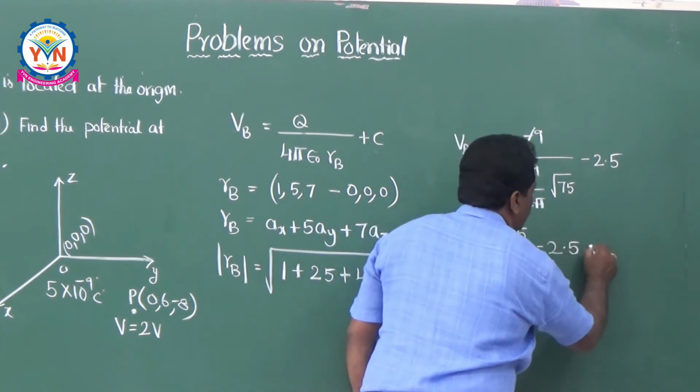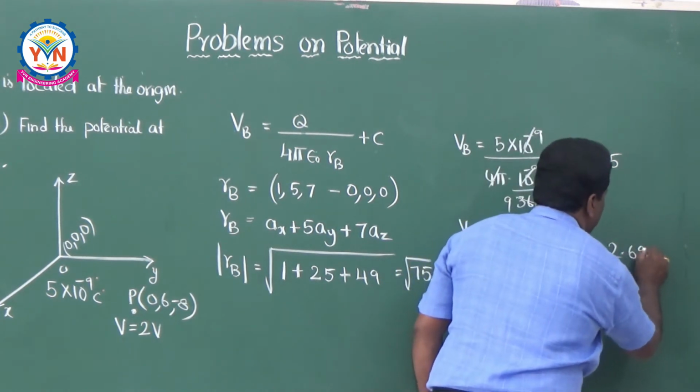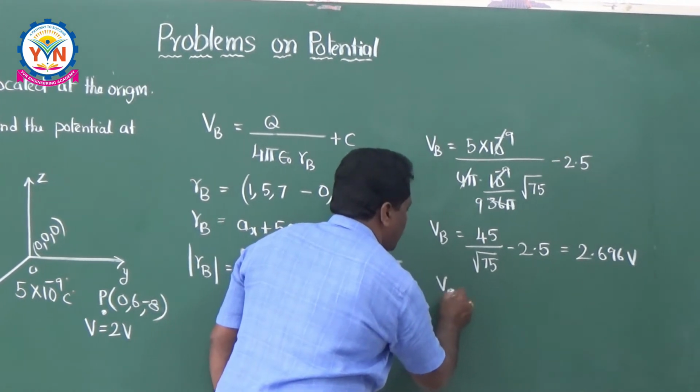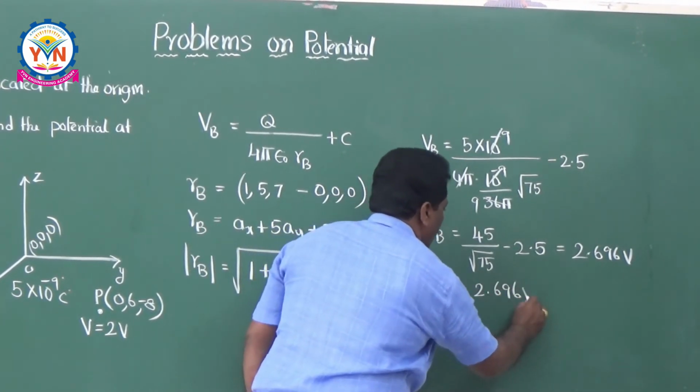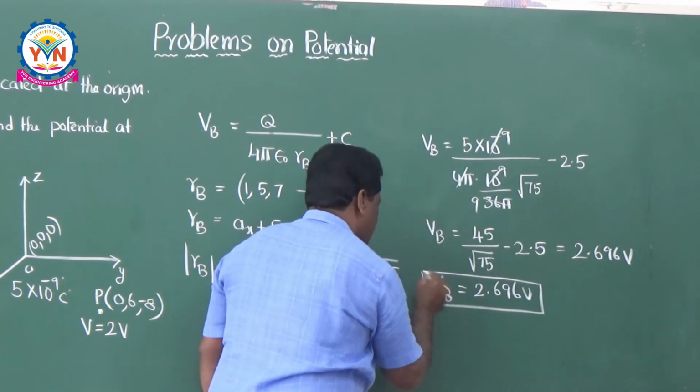This is equal to 2.696 volts. Therefore, the potential at the point B is equal to 2.696 volts. So this is the answer you have to get.